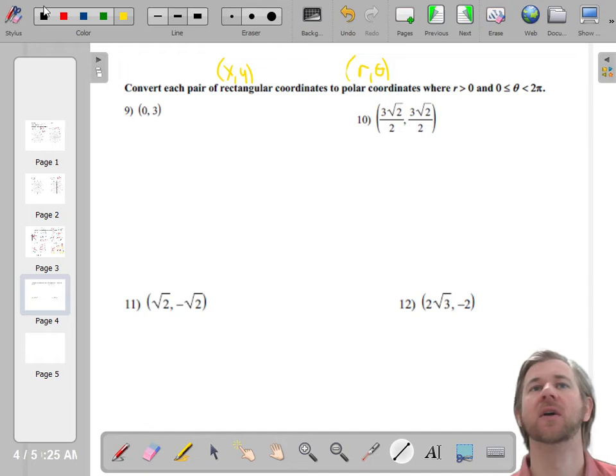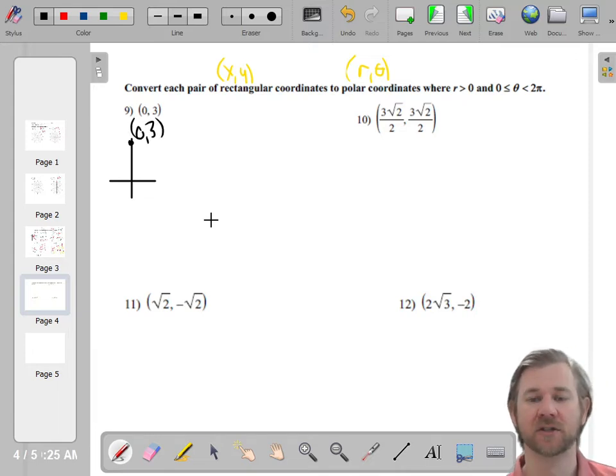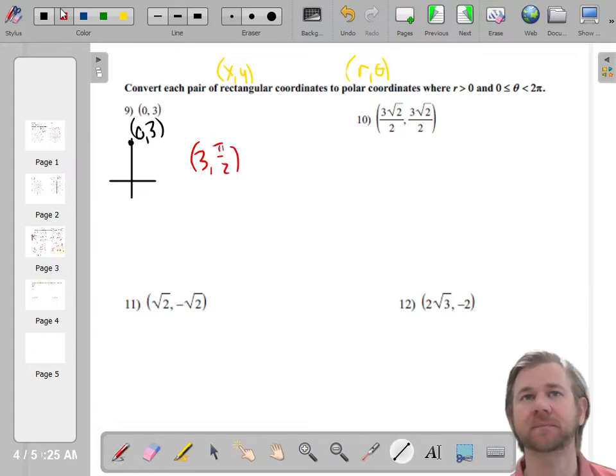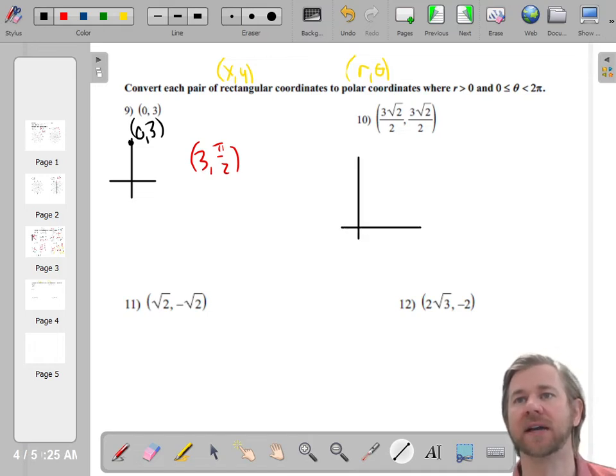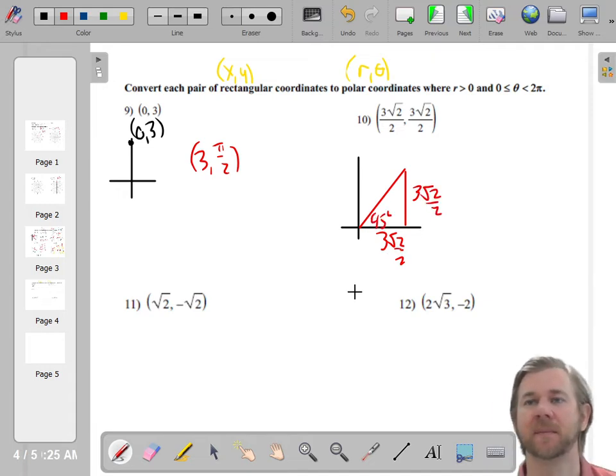So if I want to convert to polar coordinates, I'm still going to graph it. I just have to remember that now I'm talking about x and y. This is 0, 3. So in polar, the distance is 3, so the radius is 3, and the angle is 90 degrees, but in radians, that would be pi over 2, so 3, pi over 2. The second one, it looks like x and y are the same, so it's isosceles. This is 3 radical 2 over 2, and this is 3 radical 2 over 2, which means this has to be 45 degrees.